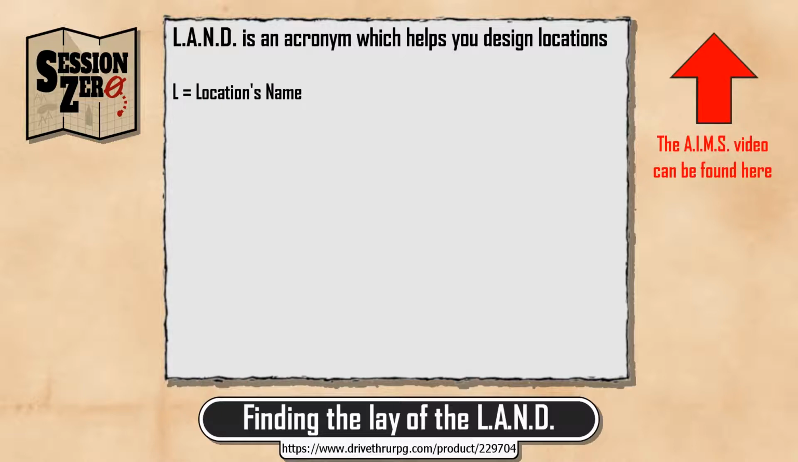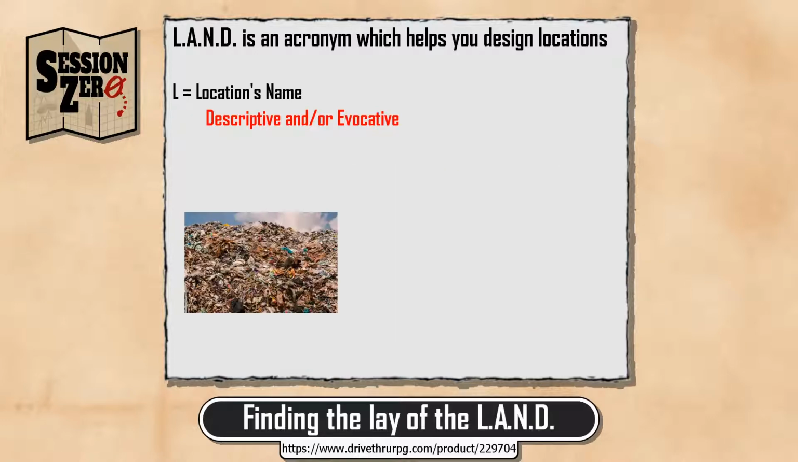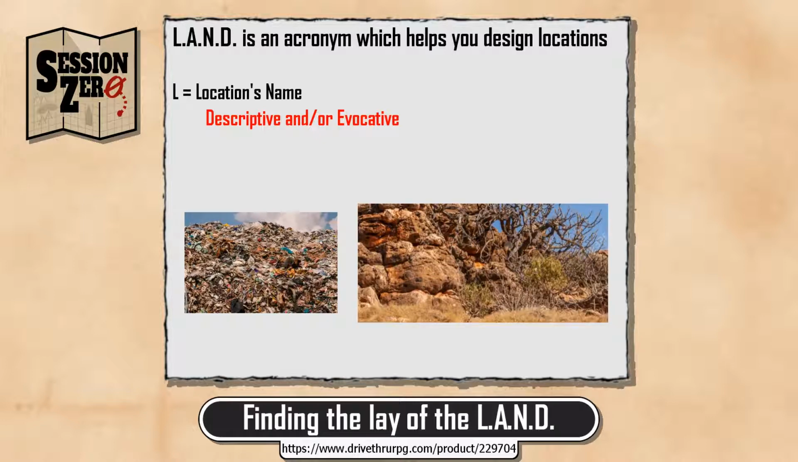The L in L.A.N.D stands for location name. Your location's name should be descriptive and/or evocative whenever possible. Sometimes it won't be both. The Hermit's Cave isn't especially evocative, but it's descriptive enough to tell you exactly what to expect. Hermit's Heap is both. It tells you a hermit lives there, but lets you use your imagination to find out what heap means. Is it a garbage heap? A rock heap? It can be either until you actually make it real in your game.